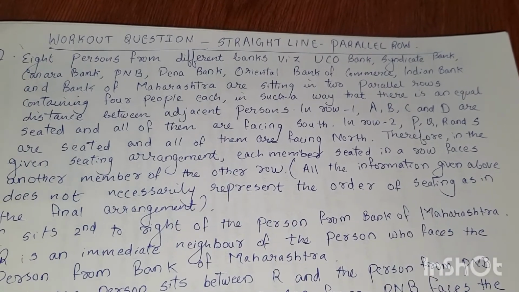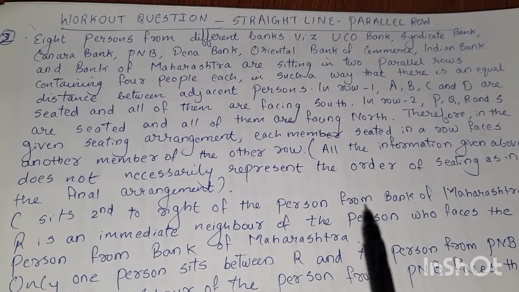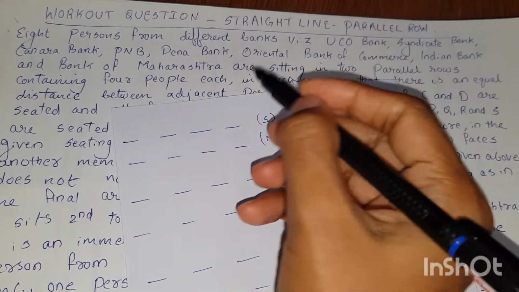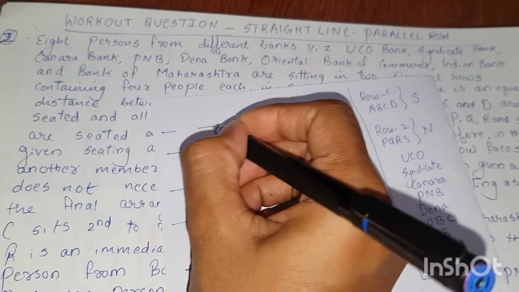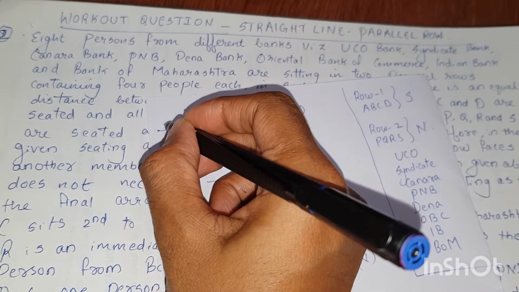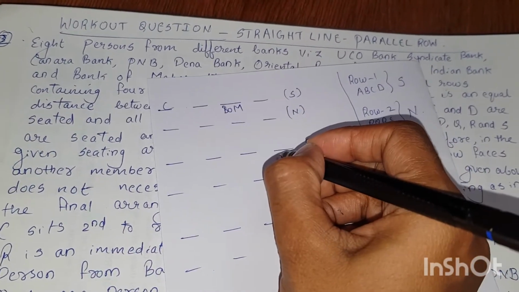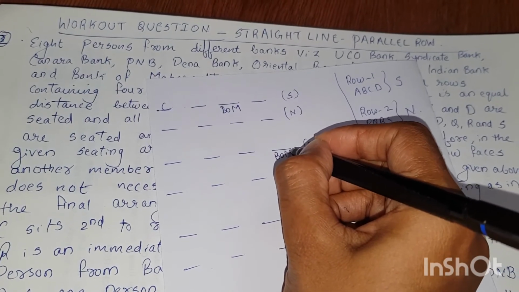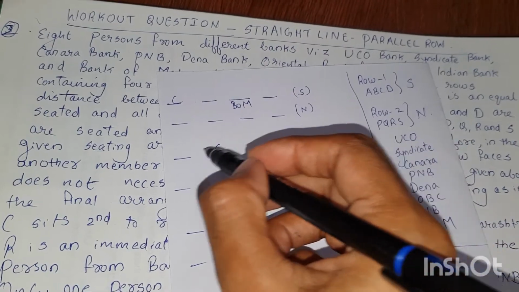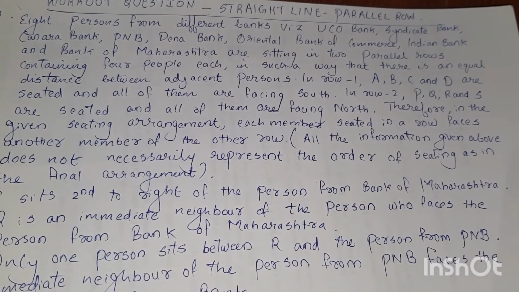Okay, so the conditions are: C sits second to the right of the person from Bank of Maharashtra. If Bank of Maharashtra is sitting here, BOM, then second to the right of BOM is C. And if the person working in BOM is sitting here, then C is here. South means right is in this direction. So C sits second to the right of the person from Bank of Maharashtra.